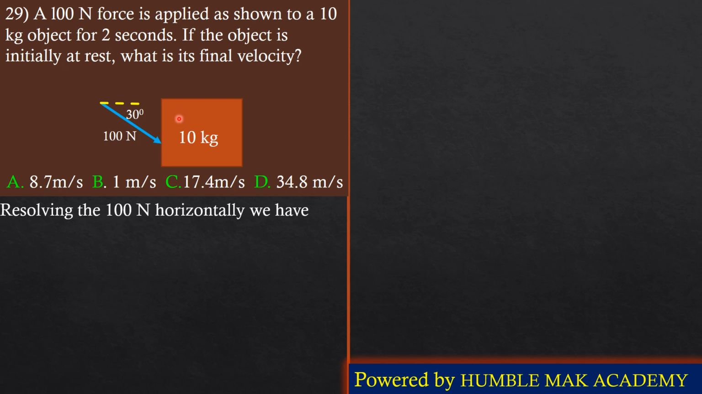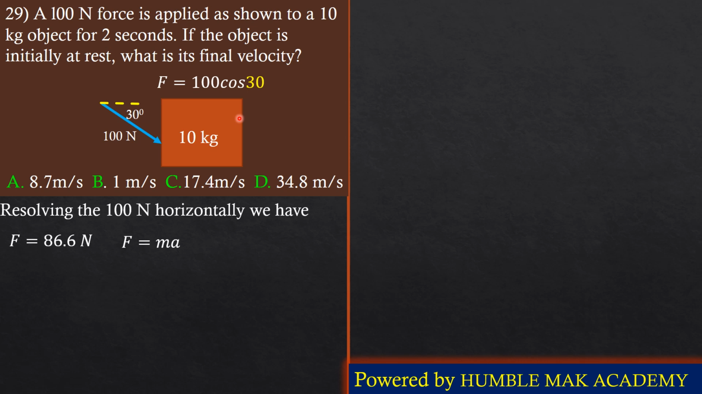If you resolve vertically, guys, we are definitely going to have 100 newtons cos of the angle theta, because the horizontal direction is adjacent to the right angle triangle created here. So we are going to have F to be the same as 100 cos theta. So in this slide now, friends, if you simplify, you're going to have our F to be 86.6 newtons.